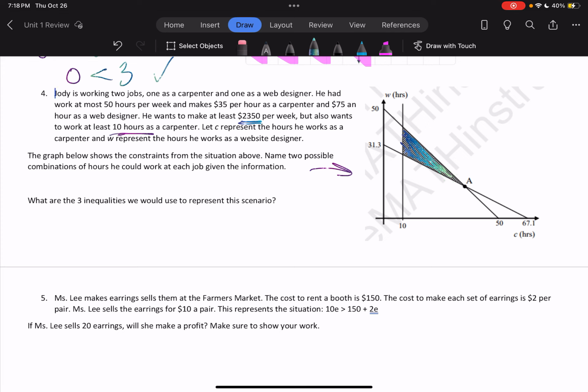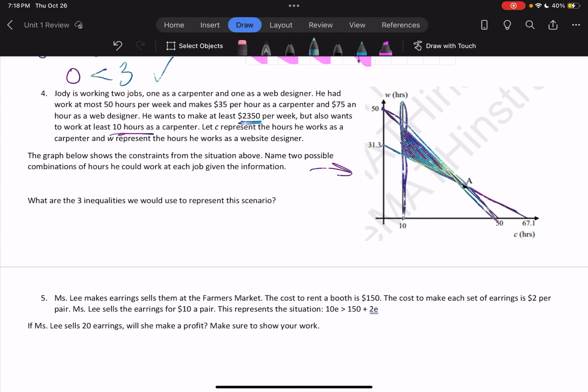Now notice in this situation we actually have 3 constraints. We have this line here, which is more than 10 hours as a carpenter. We have this one here. And then we have this one here, which shows the hours per week. All right, and so this shaded area is the area that shows our solutions.